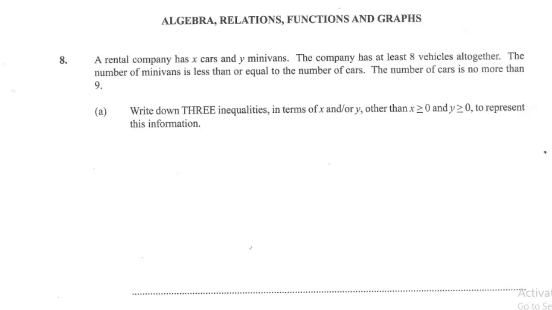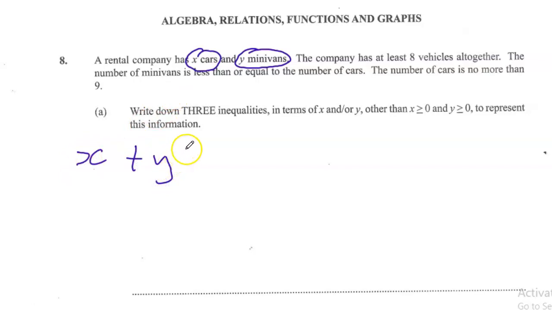So let's go again. We're using X for cars and Y for minivans, right? So this seems to be a linear programming problem. Let's write down the inequalities. The company has at least 8 vehicles together. So when you add up the amount of cars, represented by X, and the amount of minivans, at least 8 vehicles together. So it's either 8 vehicles or more. So greater than or equal to 8 there.